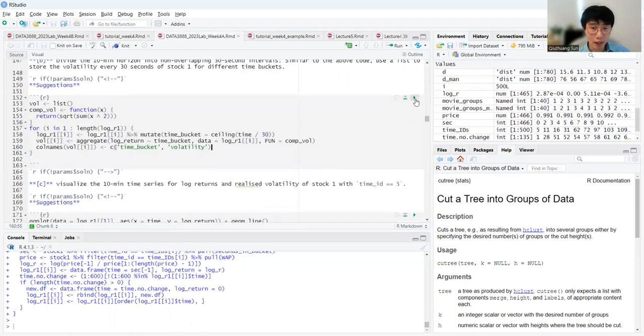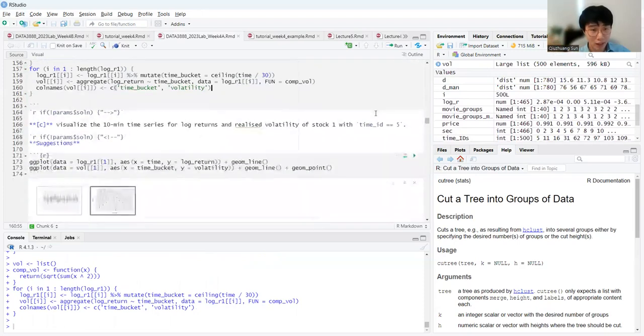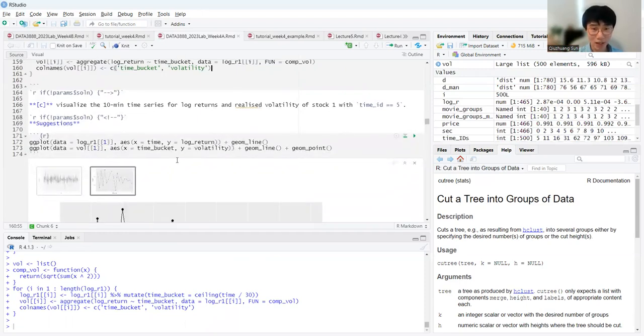After I run this code, I can compute the realized volatility for all the 30-second time buckets for each time ID. Remember, we have 500 time IDs, and each time ID is a 10-minute bucket. For each 10-minute bucket, we have 20 realized volatilities because we divided each 10-minute time interval into 30-second non-overlapping intervals. Now I can look at one specific time ID, that is time ID 5.